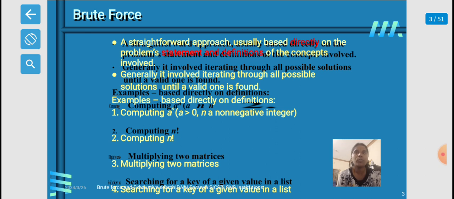The advantages of the brute force algorithm: it is applicable to a very wide variety of problems. It is very useful for solving small size instances of a problem, even though it is inefficient. The third point is that the brute force approach yields reasonable algorithms of at least some practical value with no limitation on instance size for sorting, searching, and string matching.